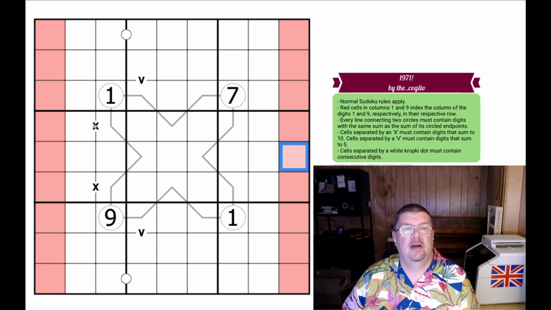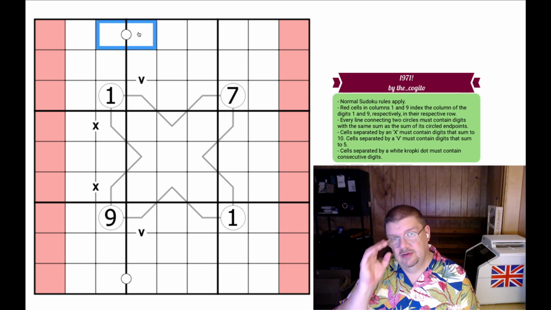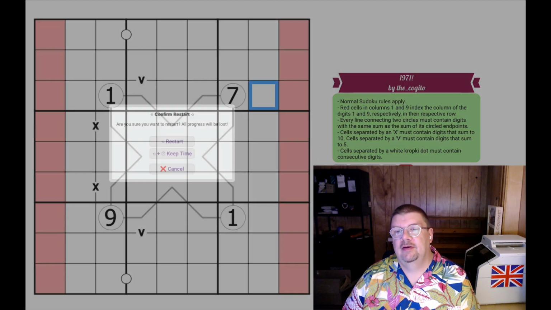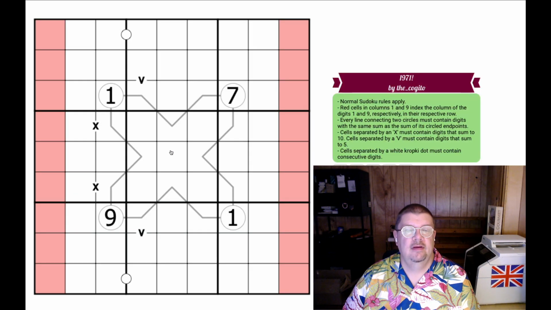Cells separated by an X must contain digits that sum to 10. Cells separated by a V must contain digits that sum to 5. Cells separated by a white kropki dot must contain consecutive digits. Okay, that's all the rules. I am now going to restart the puzzle to reset the timer, and let's begin.